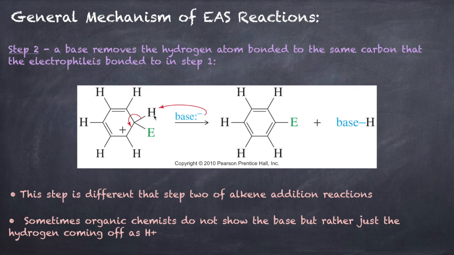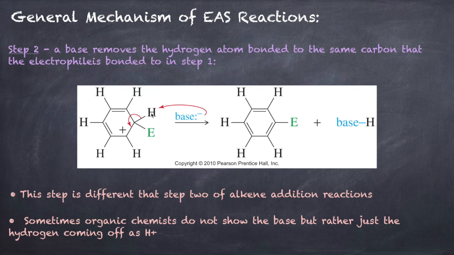The hydrogen that is taken is the one that is on the carbon that has the electrophile. Sometimes organic chemists will simply show this pair of electrons moving here, this bond breaking. The electrons move here to reform the pi bond, and they're more interested in just this structure, what's happening to it. So they won't always show the base doing this. They know it's happening, but they won't always show it. And so the hydrogen simply comes off as H+.